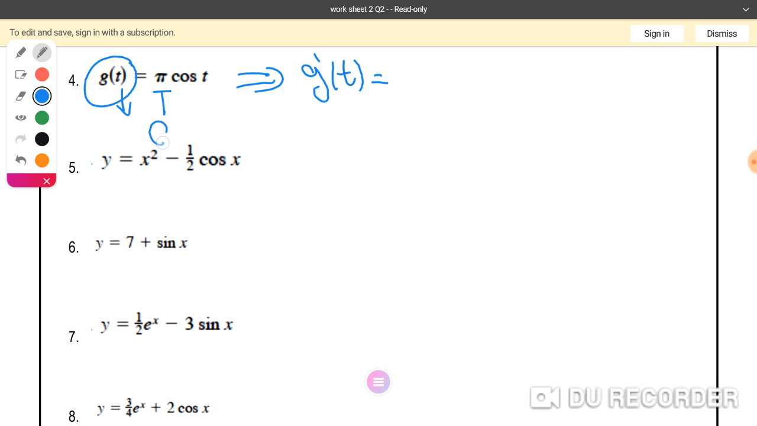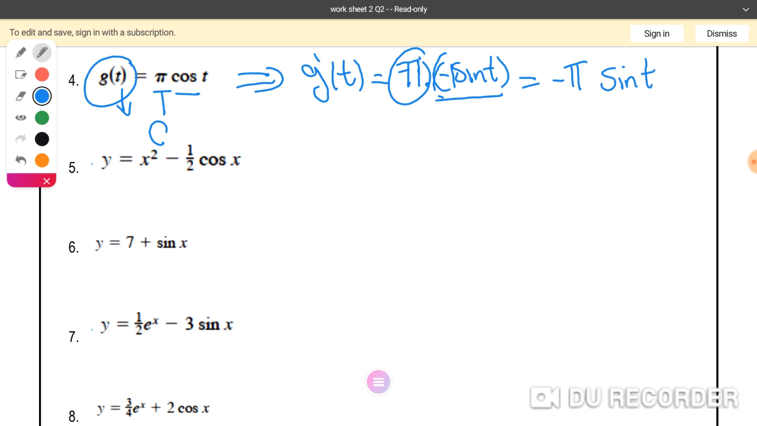Pi is constant, so it will be pi multiplied between two brackets. What is the derivative of cosine? Negative sine t. Okay, here pi means multiply. Pi multiply negative sine will be negative pi sine t. So easy, just multiply the number by the derivative. Negative multiply positive, it will be negative pi.